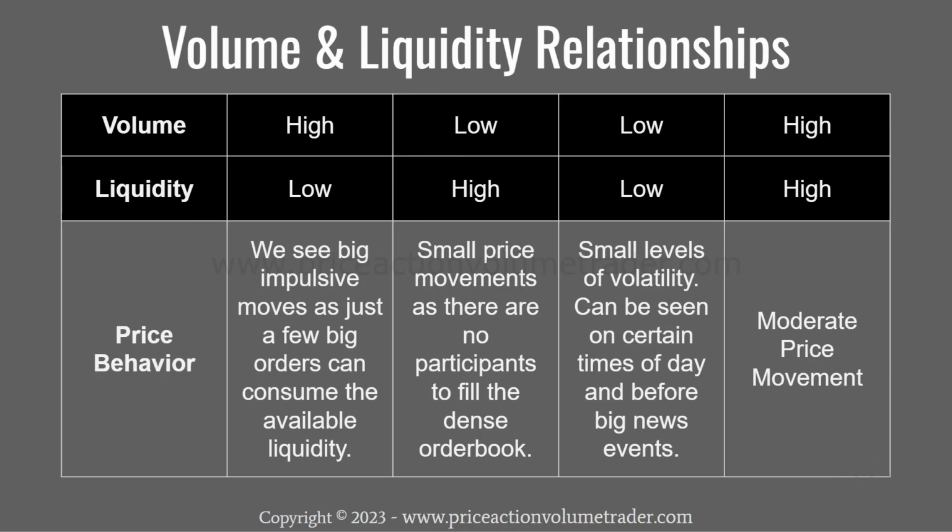Okay. Next scenario is low volumes and high liquidity. When we have these scenarios, we're going to have small price movements because there are not enough aggressive participants with large size to consume the dense order book. Okay, so this is again the concept we talked about before, friction.